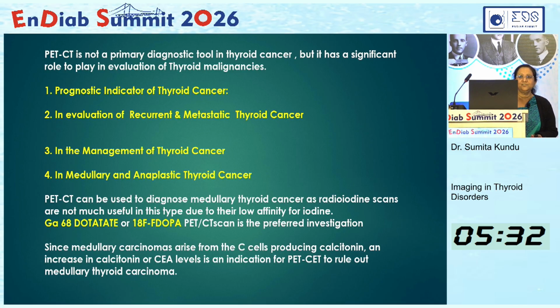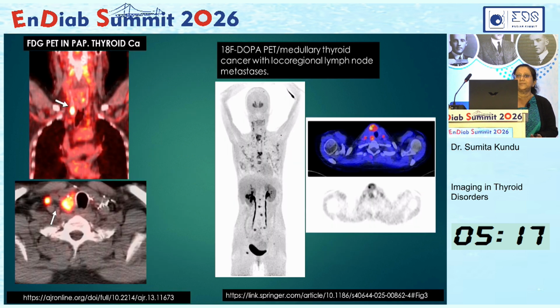There, gallium-68 DOTATATE or 18F F-DOPA PET scans can be helpful. So, if a patient has elevated calcitonin or CEA levels, there is an indication for PET-CT to rule out a medullary thyroid carcinoma. This is an example of an FDG PET in a papillary thyroid carcinoma. You see the uptake here, and this is the lymph node metastasis.